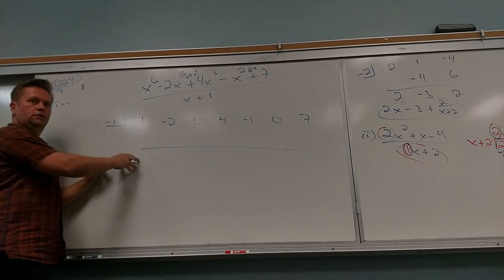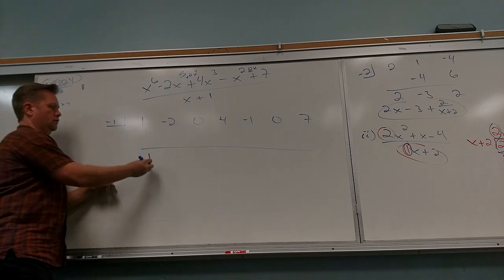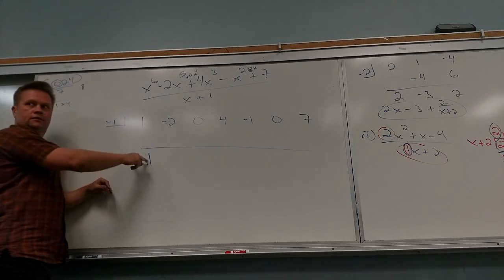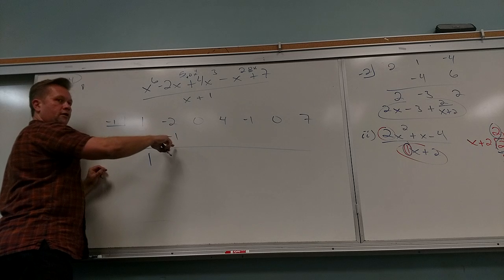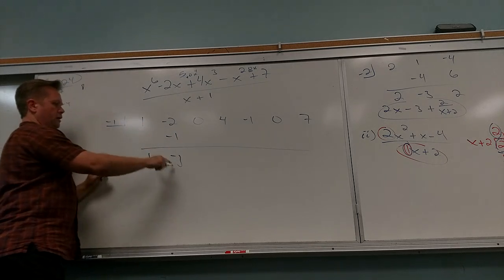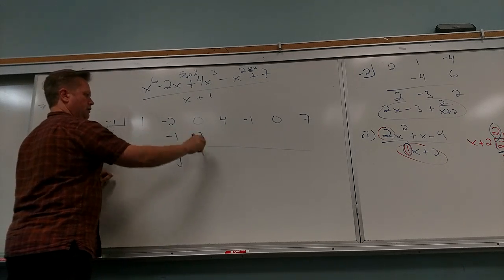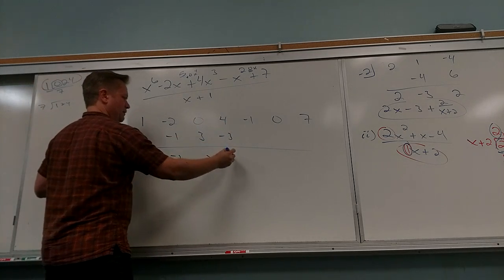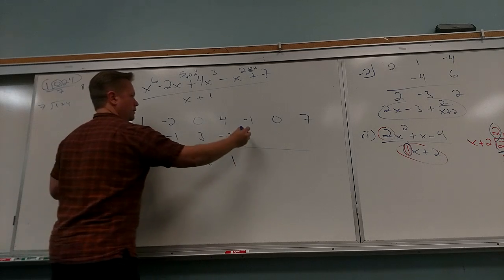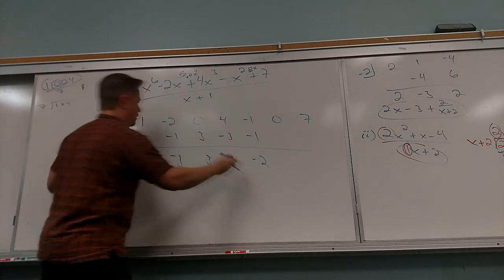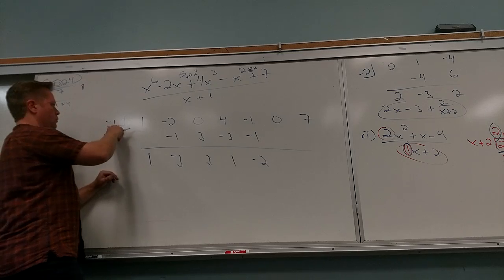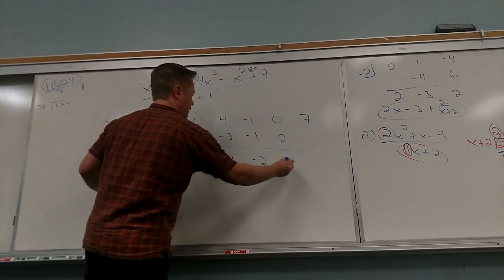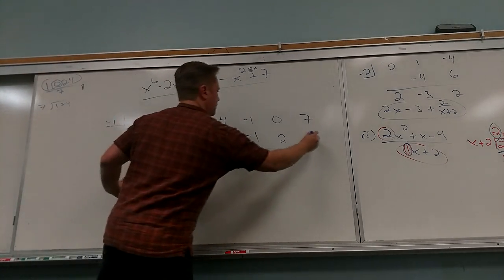So how do I get started? Bring the 1 down. -1 times 1 is -1. Add. -3. Multiply. 3. Add. 3. Multiply. -3. Add. 1. Multiply. -1. Add. 0. Multiply. Add. Multiply. Add.